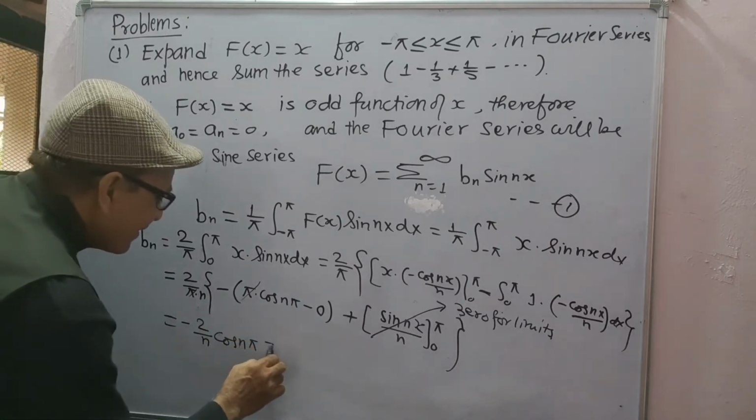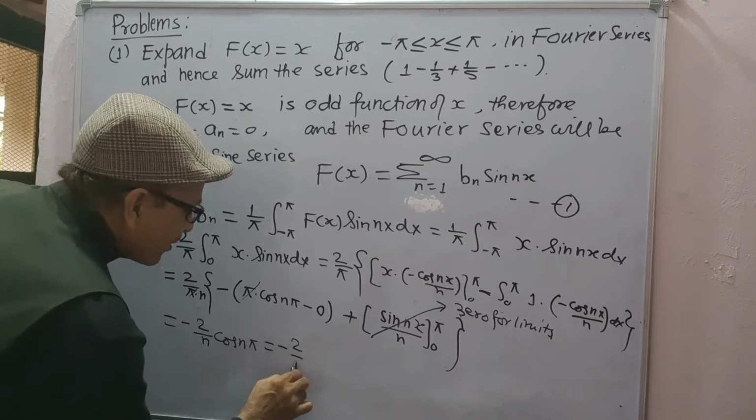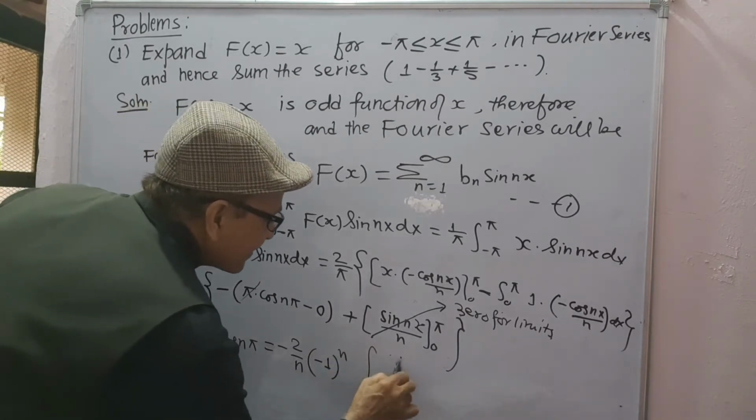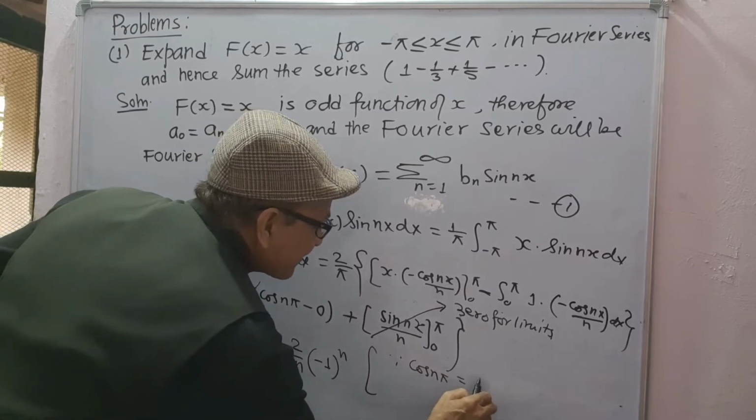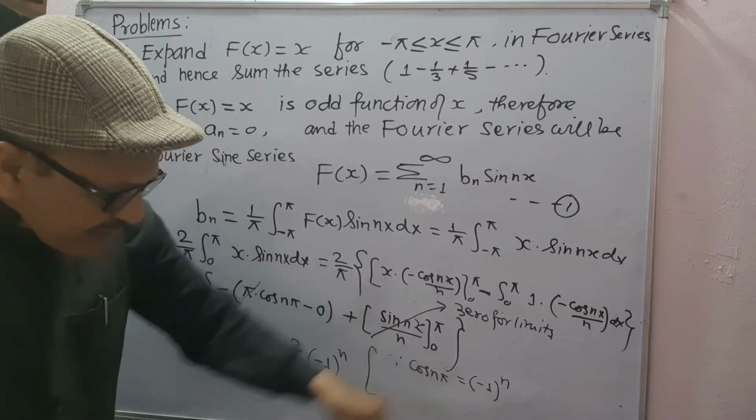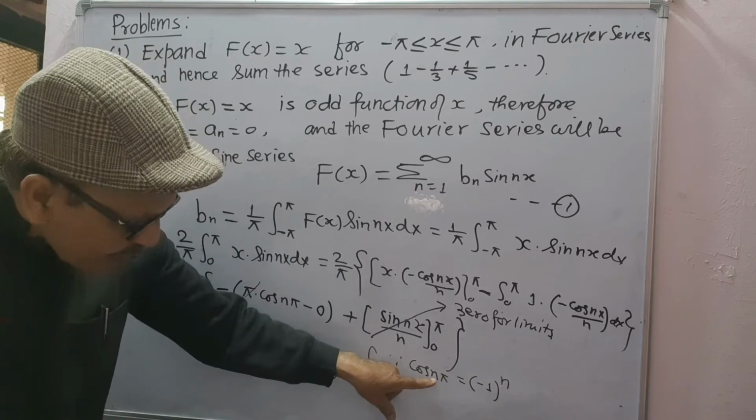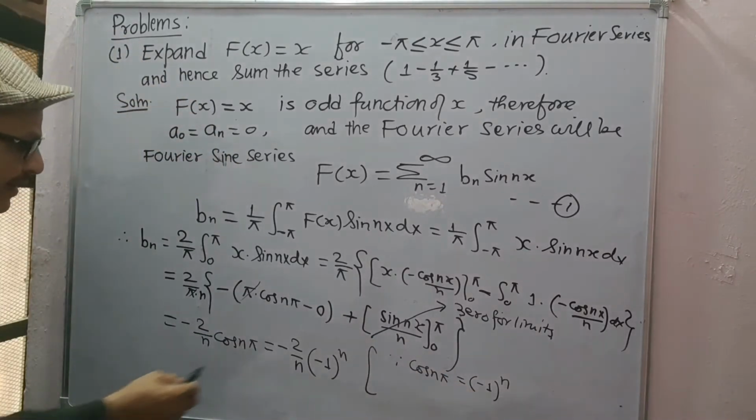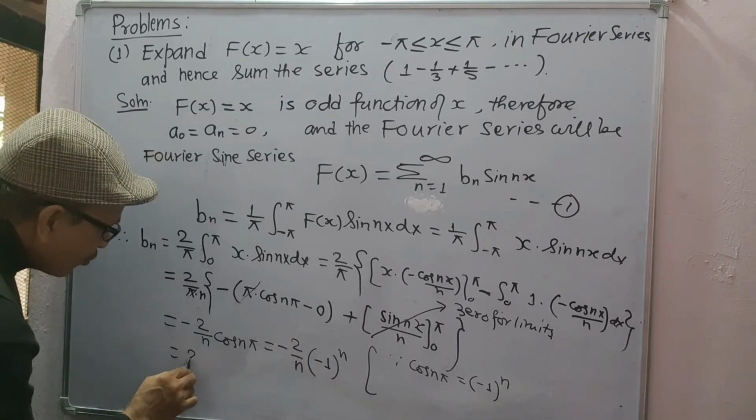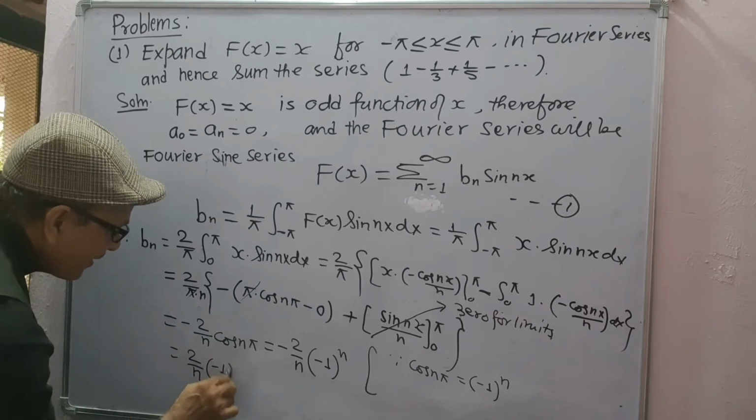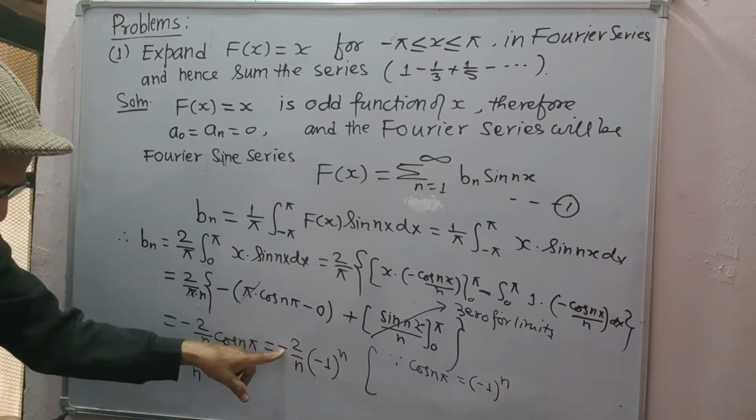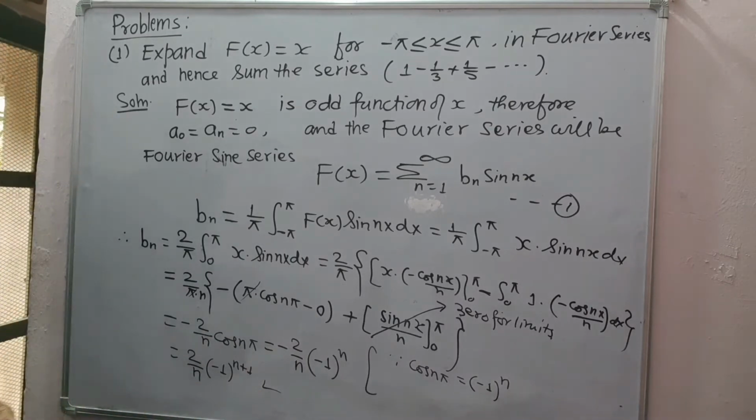Because cos n pi is minus 1 to power n, so you can write it as minus 1 to power n. When n is equal to 1, we get cos pi, which is minus 1. When n is 2, we get cos 2 pi, which is plus 1, and so on. Or when this minus goes here, it gives 2 upon n into minus 1 to power n plus 1. So this is the value of b_n.